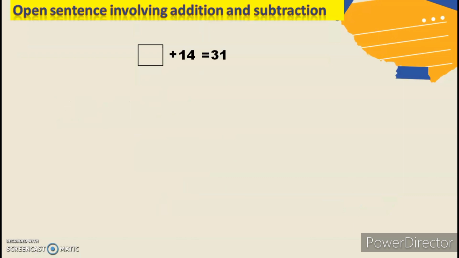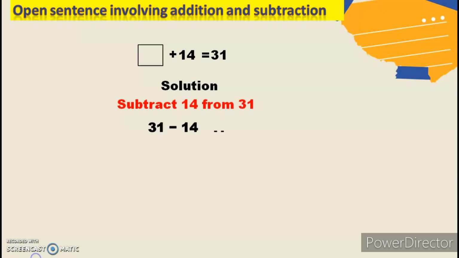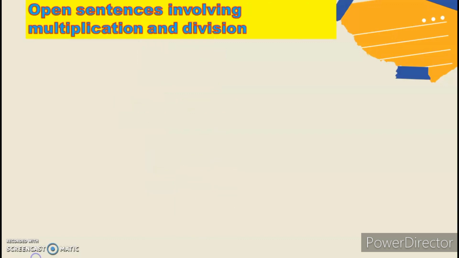And this is the second example. Empty box plus 14 equals 31. Now, to get this done, I subtract 14 from 31. So 31 take away 14 equals 17. Let's look at the next example.